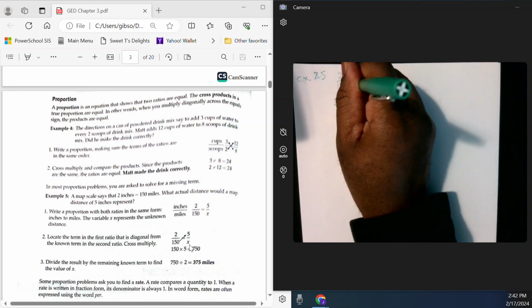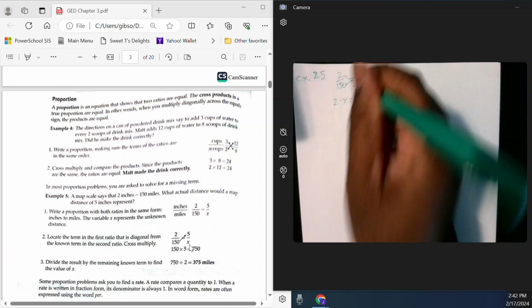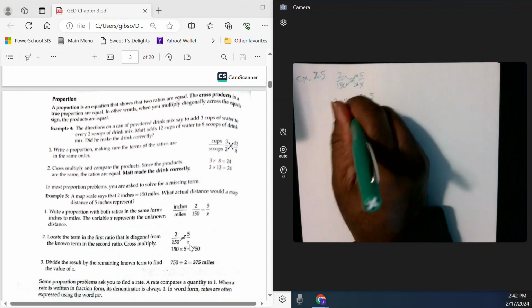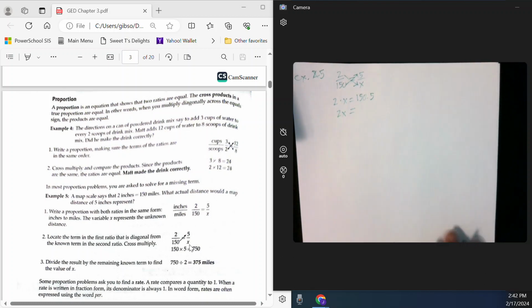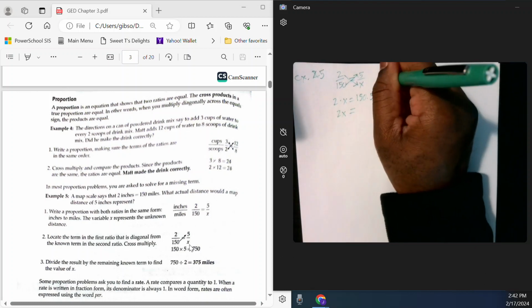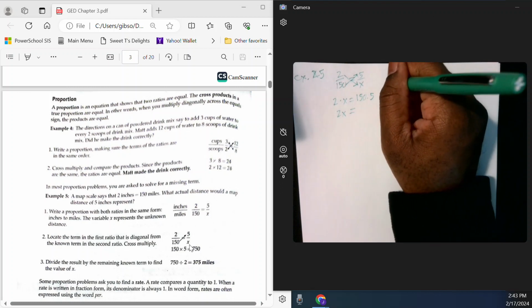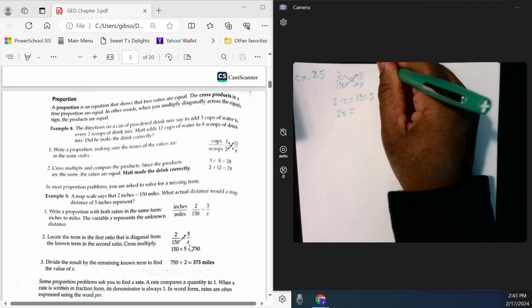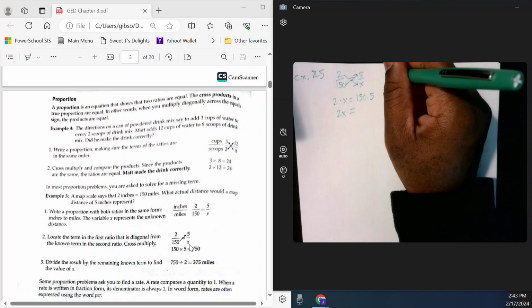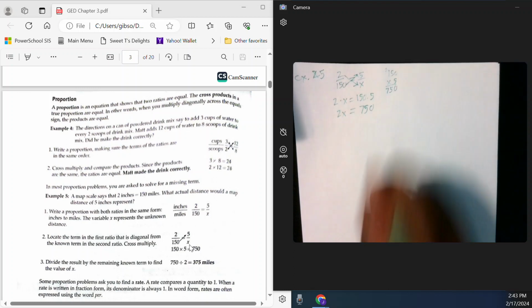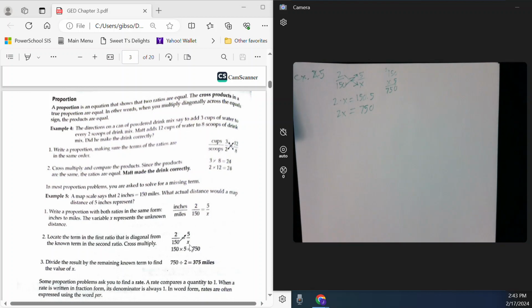So we have 2 times x and 150 times 5. 2 times x is 2x, and 150 times 5, we can go off to the side and work out. 5 times 0 is 0. 5 times 5 is 25. Bring down your 5, carry your 2. 5 times 1 is 5 plus 2 is 7. So this is 750.